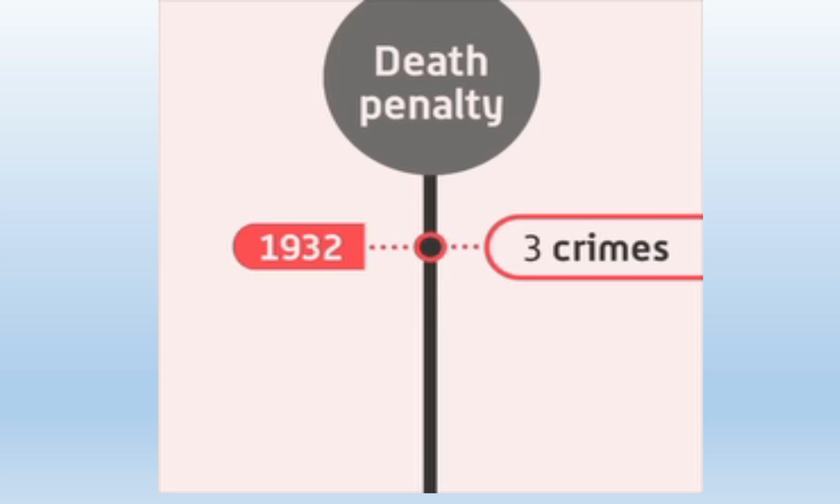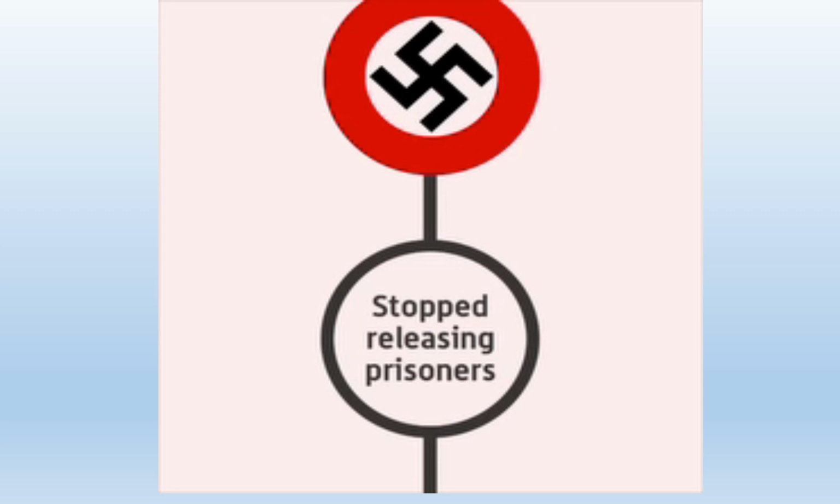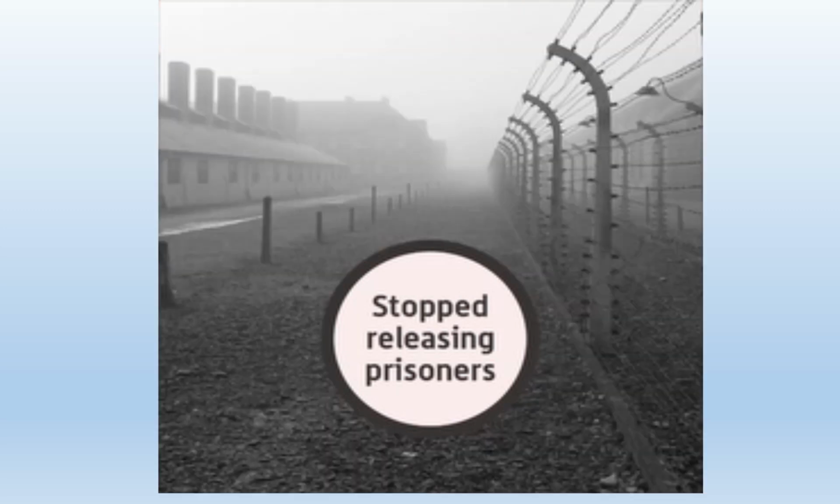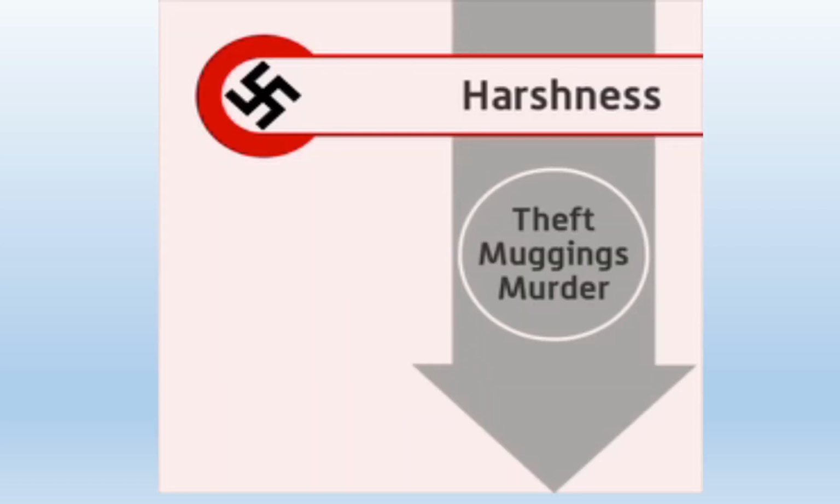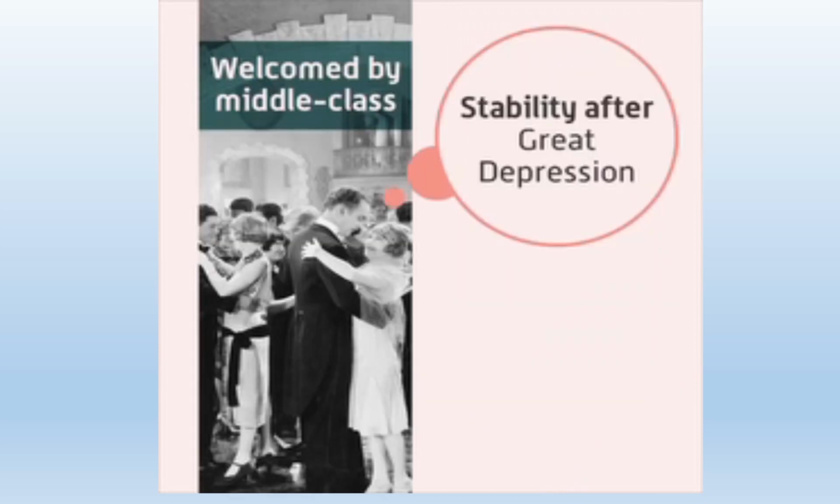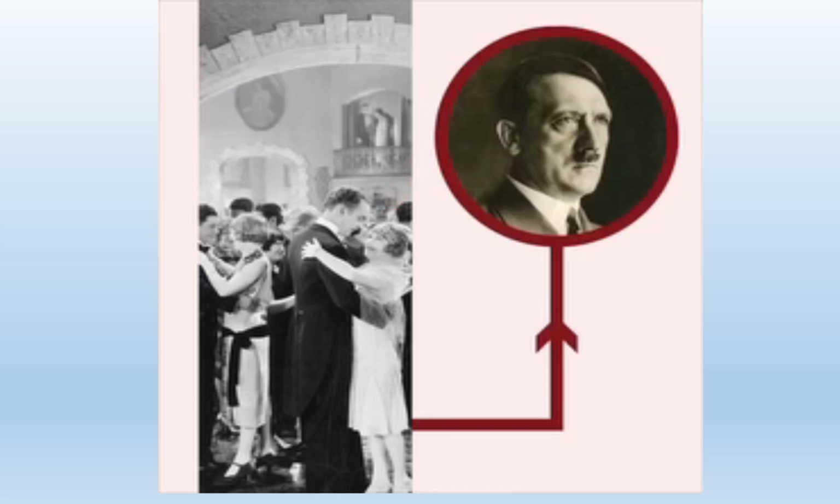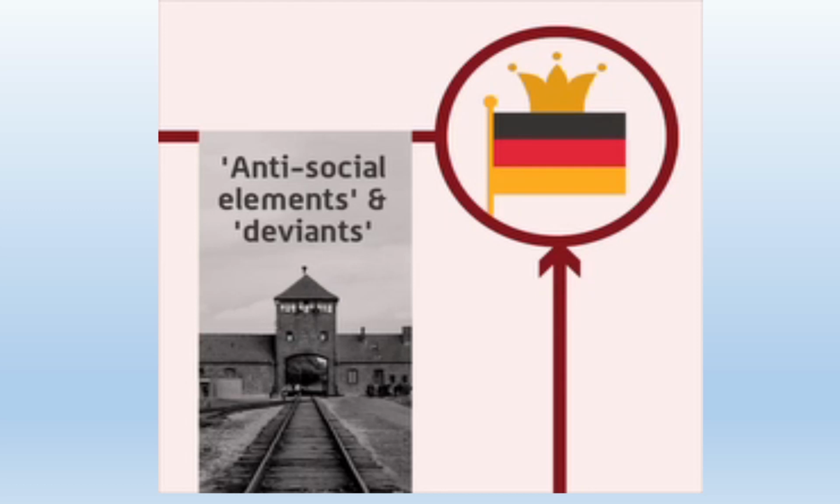Whilst in 1932 the death penalty was the statutory punishment for only 3 crimes, after 1933 it was put in place for 46. In addition, the Nazis stopped releasing prisoners once they'd completed their sentences, instead transferring them to concentration camps. The harshness of the Nazi regime led to a massive decline in theft, muggings and murder. This was welcomed by the German middle class, who believed it to be a return to some form of stability after the Great Depression of the early 1930s. They believed Hitler when he stated that antisocial elements and deviants had been treated severely in order for Germany to once again become great.